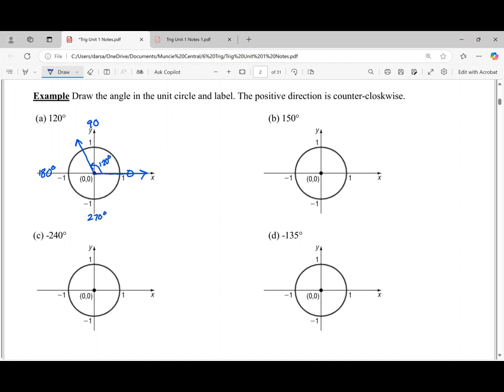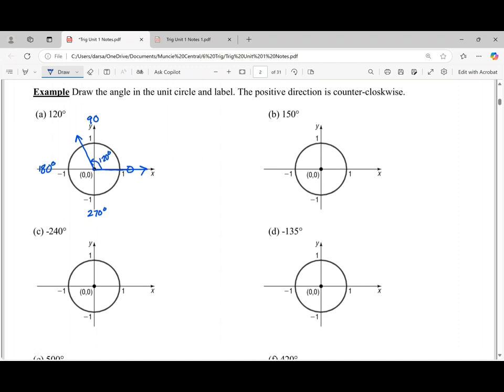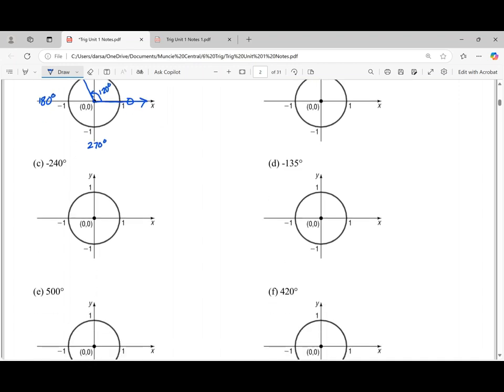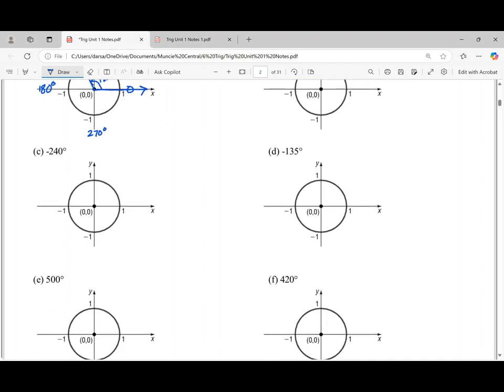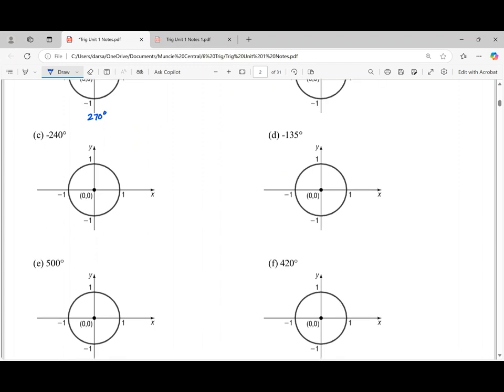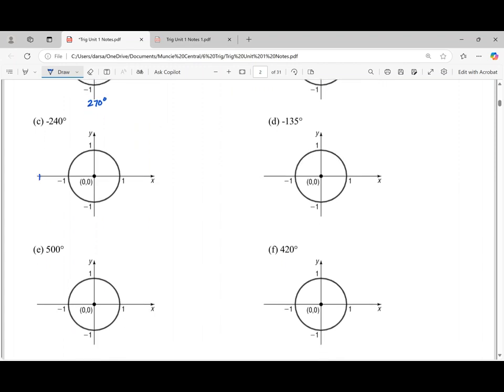So let's look at our next example down here, example C. Notice example C is an angle that is negative 240 degrees. So 240 degrees, that's somewhere between 180 degrees and 270 degrees. If we were drawing this angle as positive 240, it would land somewhere like this, where we measured the angle going in a counterclockwise direction, which is positive.